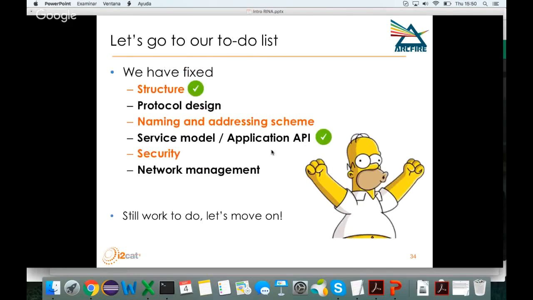So we have a better structure now and a better service model and application API. More simple, but yet more powerful as well. So still some work to do. We have protocol design, naming, analysis, and so on. So let's move.